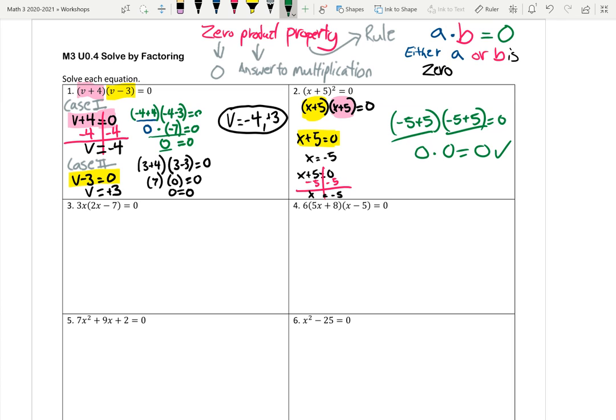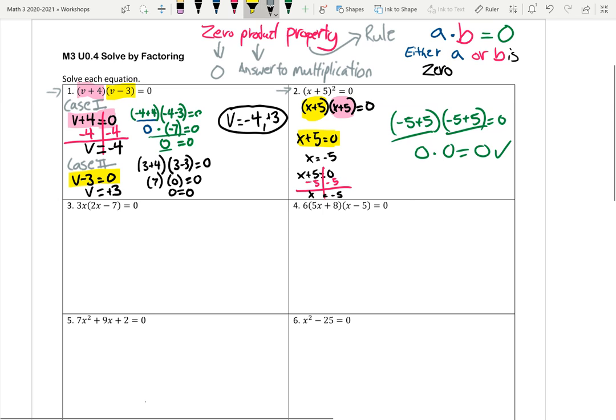What factoring enables you to do is solve problems like number 1 and number 2 that you could not solve with inverse operations. By using the zero product property rule, I can literally cheat. I can figure out equations that would not be solvable.